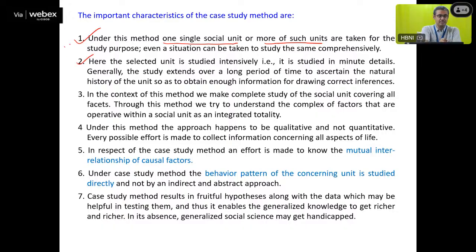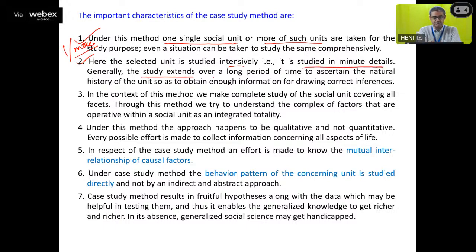First is one or more than one or more. This is the first point, the characteristics of case study. Second is that here the selected unit is studied intensively. What do you mean by intensively? It is studied in minute details.